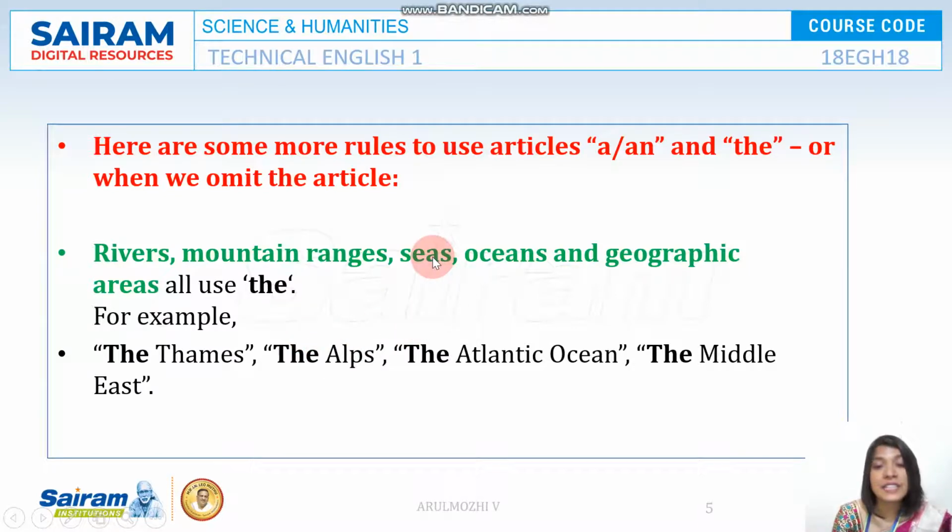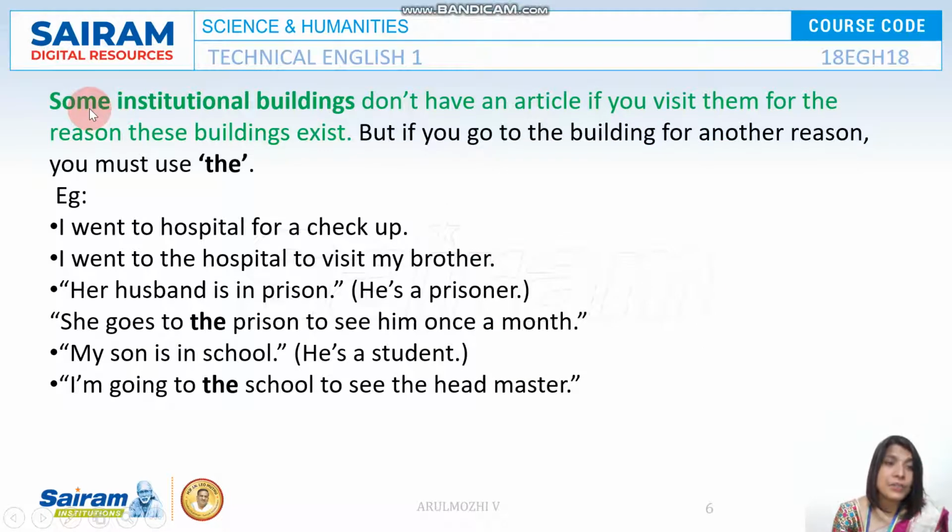Seas take "the", like the Bay of Bengal. And we use "the" before oceans like the Atlantic Ocean, the Arctic Ocean, the Pacific Ocean, and before geographic areas like the Middle East. And we use "the" before institution buildings at times, but we don't use it at other times. Why? Let's check out the reasons.